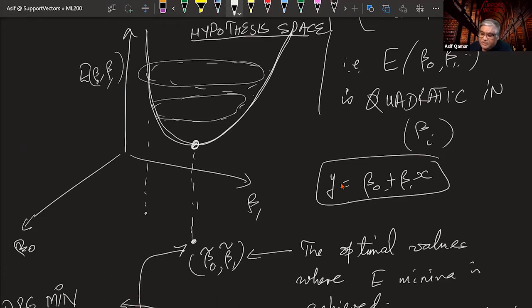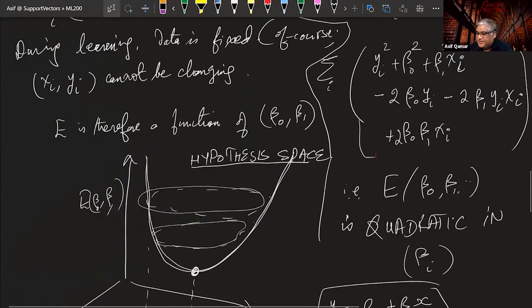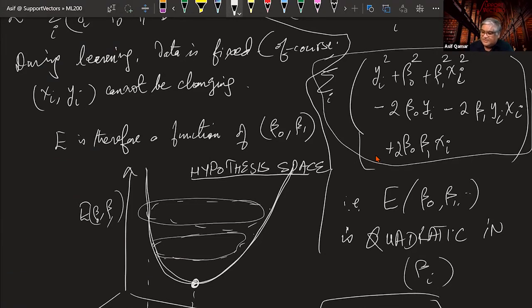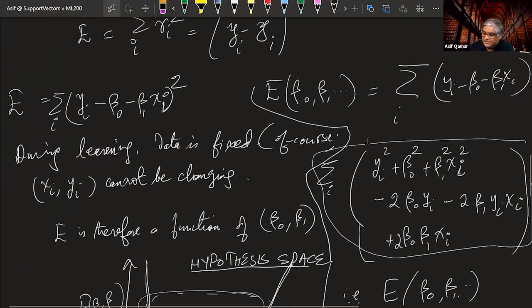What are you looking for? You're looking for the point of minimum error. Is it for a single point, or for the summation of all the data points? It is the summation of all the data points. Yes, you're right. E is the summation over the errors from all the data points. You notice this, the definition of E is this.